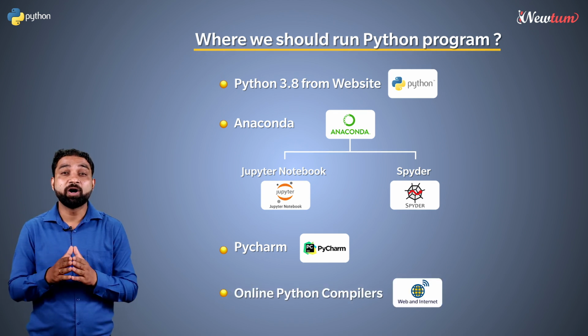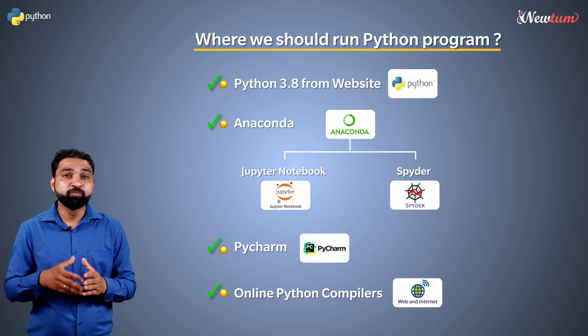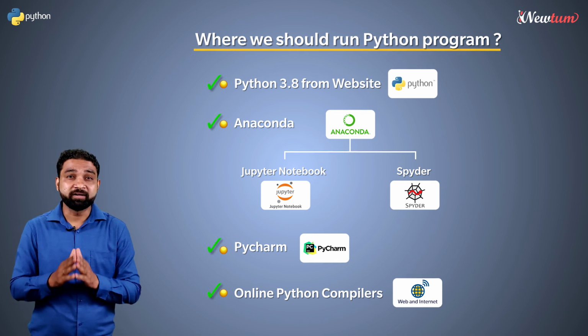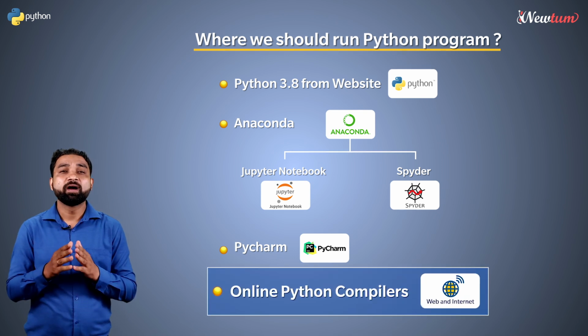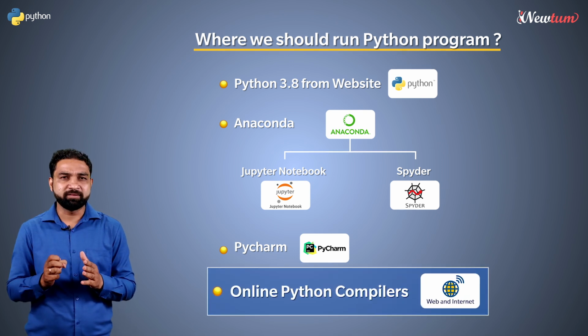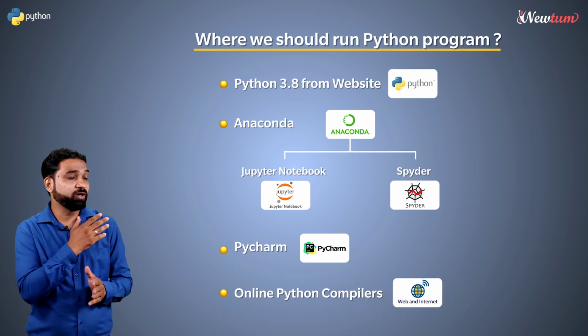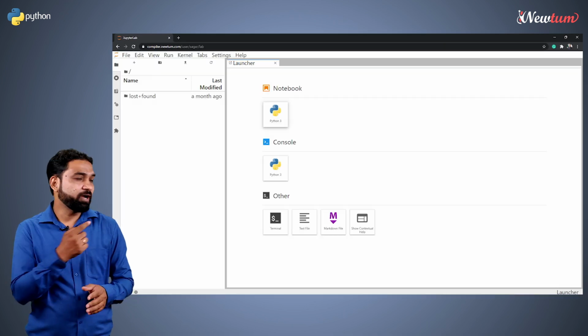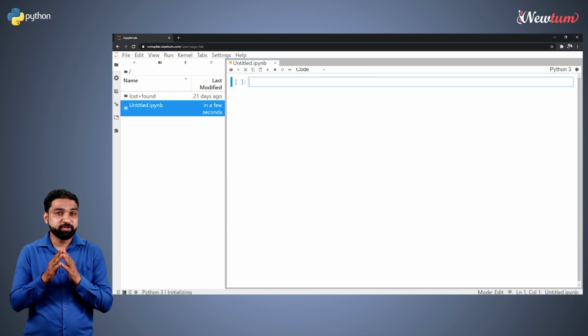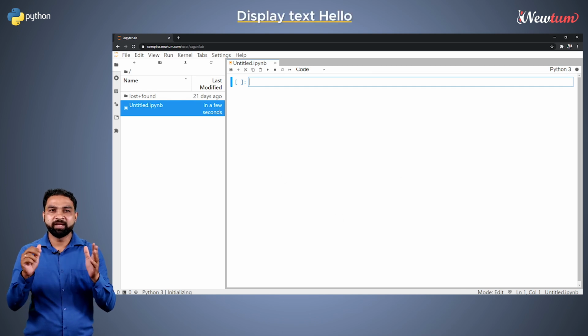Listen, we will learn how to use all of them as we move in the course. But to get started, the best option will be to use an online compiler. After learning very basic concepts of Python, we will see how to use Anaconda and then PyCharm. So, this is the URL of our compiler. I will open this. Our first program is just to say hello.